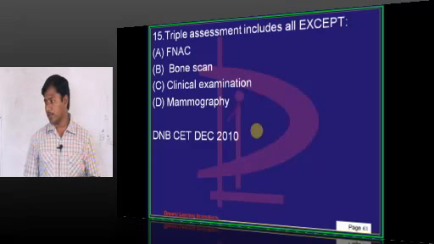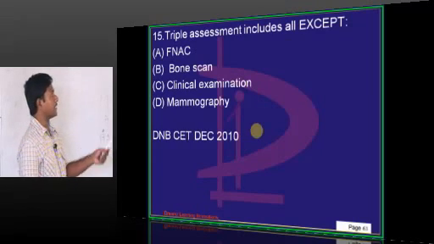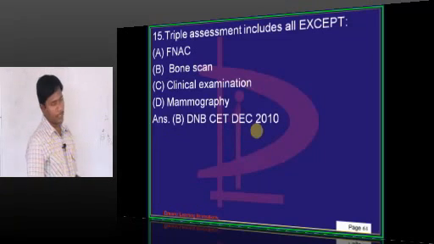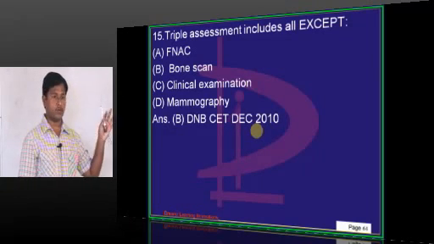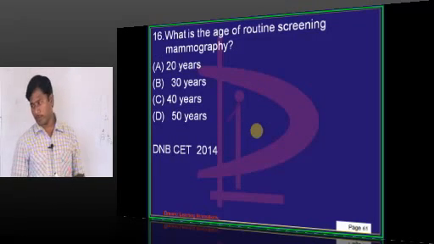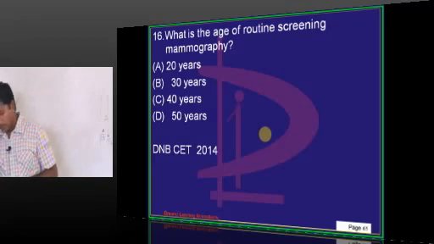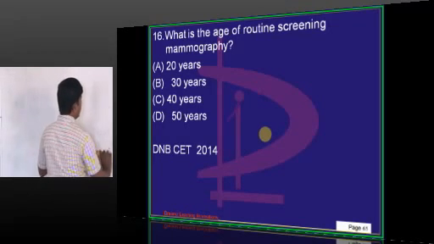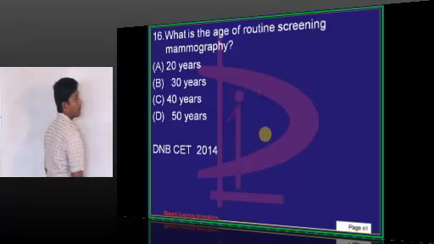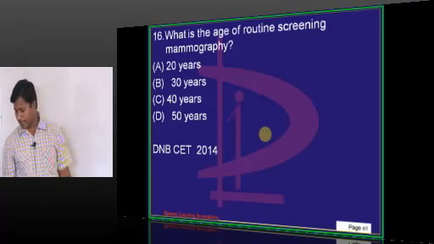Now, one more standard question. Triple assessment includes all except. The option will also be the same. Majority of times bone scan only. What is the age of routine screening mammography? One more screening. 40 years. Now, if a patient has BRCA1 positive, what is your screening management?